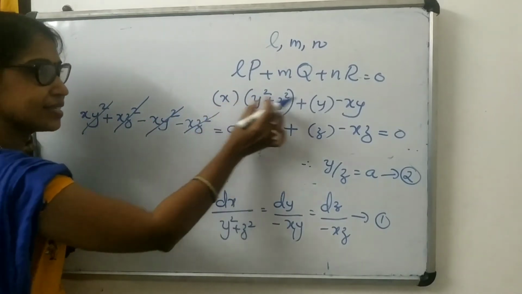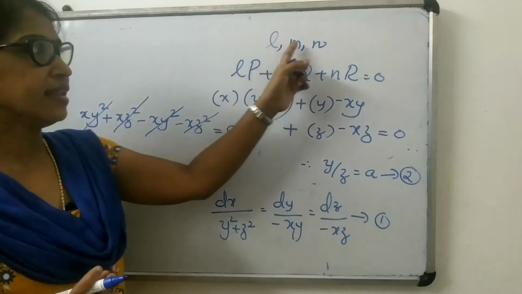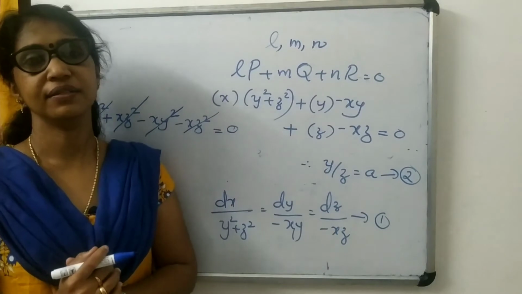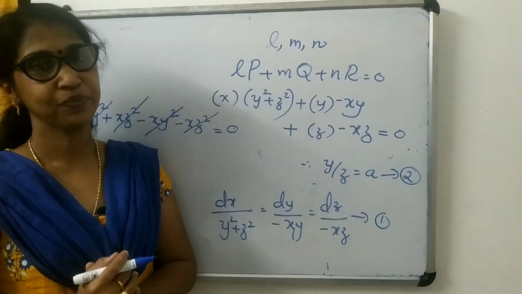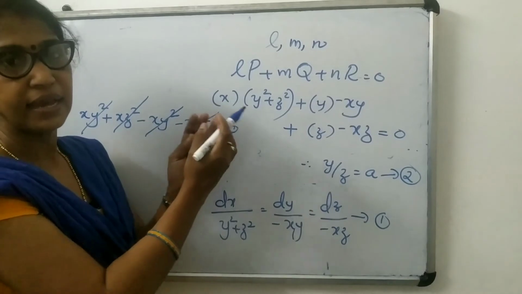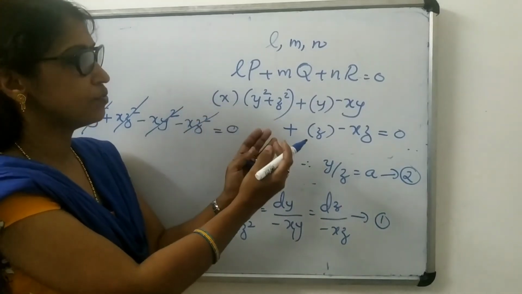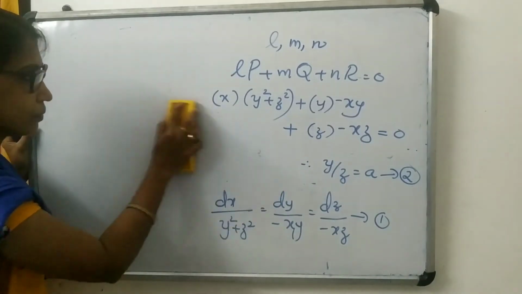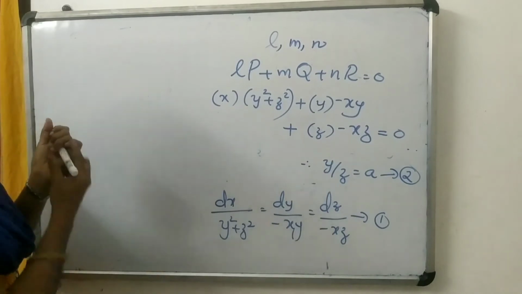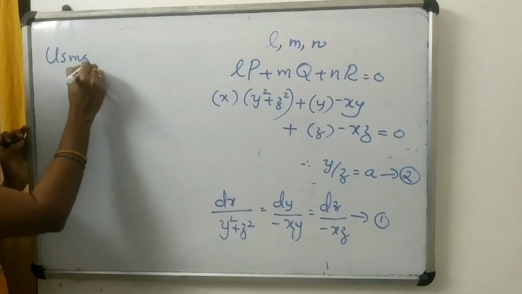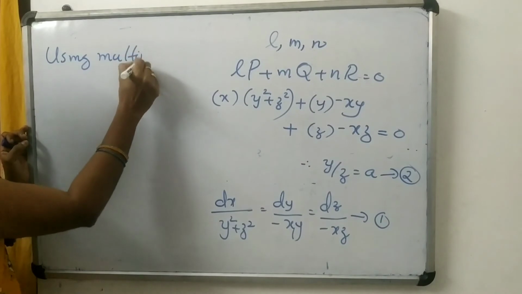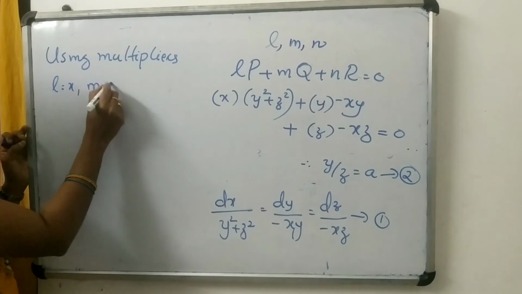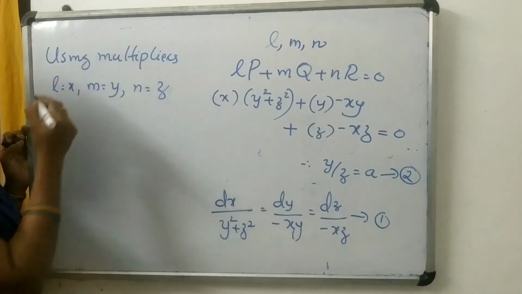So here x, y and z are taken as L, M and N. So L is equal to x, M equal to y, N equal to z. That you have to find out. Okay, so here L is equal to x, M equal to y and N equal to z. So, method of grouping, now using multipliers, L is equal to x, M equal to y and N equal to z.